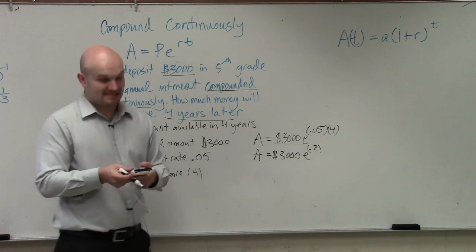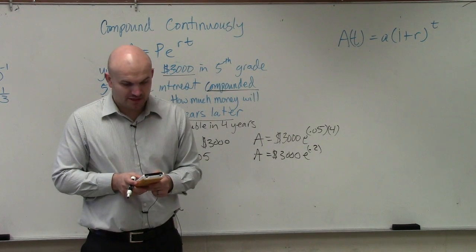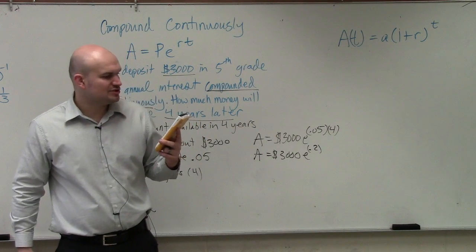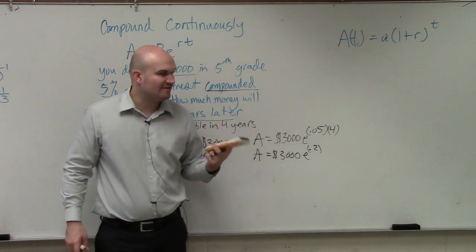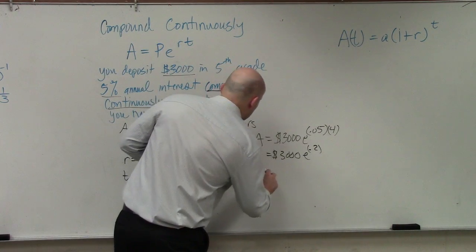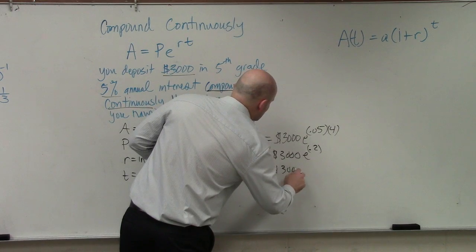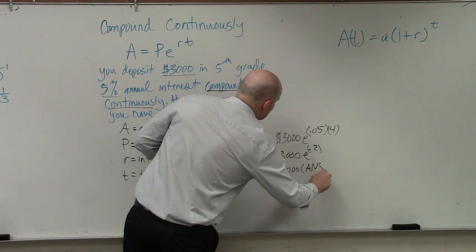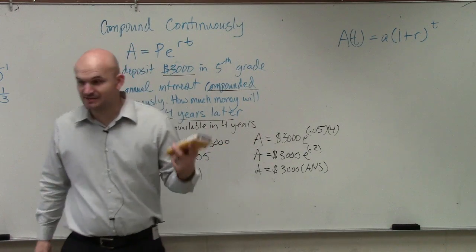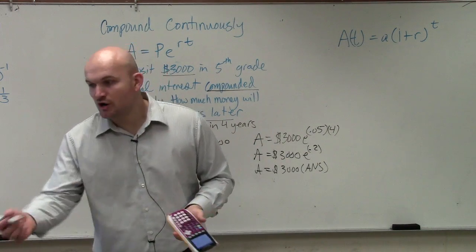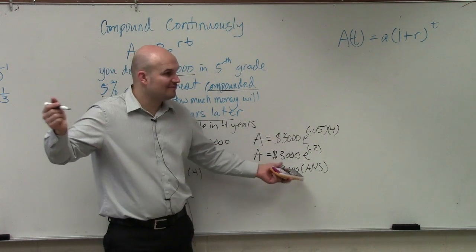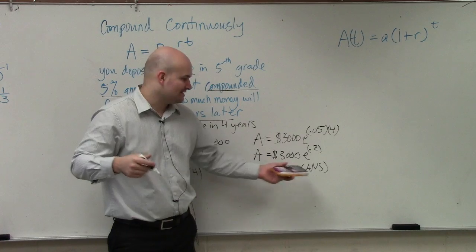Now can I raise e to the 0.2? So I do e raised to the 0.2 power, and I get 1.221402758. Rather than writing down that number, all I'm going to do is take 3,000 and multiply it by my answer in my calculator. In your calculator, especially if you have a scientific or graphing calculator, you can do this. If you don't, you would have to write down the whole answer, especially on the EOC. So you'd want to use the whole answer.